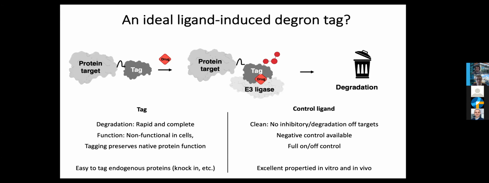It's also beneficial if there is a negative control available, because that would then allow us to effectively control for any other interactions you may have with a small molecule inside the cells. And then we would ideally like to have full on and off control, which can be provided by different means. And we have seen these exciting photoswitchable probes that people have been developing. And finally, we would like to use it in cells, and we would like to use it in animals. So the probe or the control ligand has to have excellent properties in vitro and in vivo.